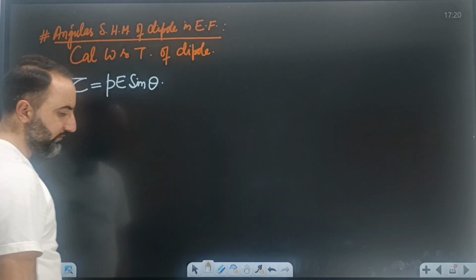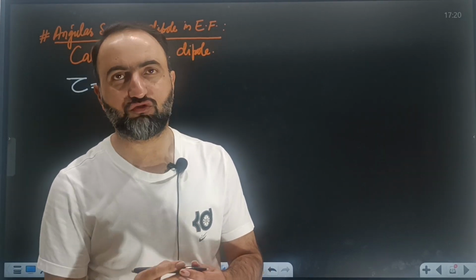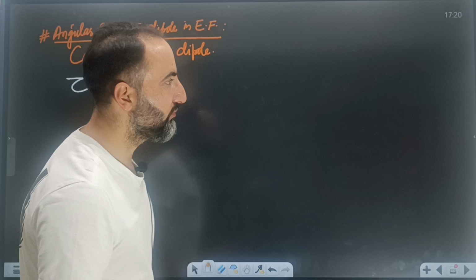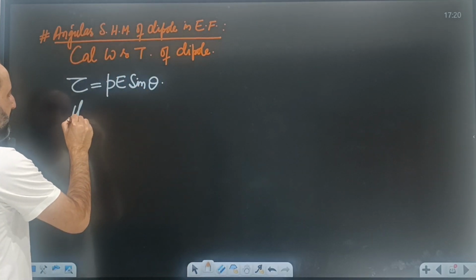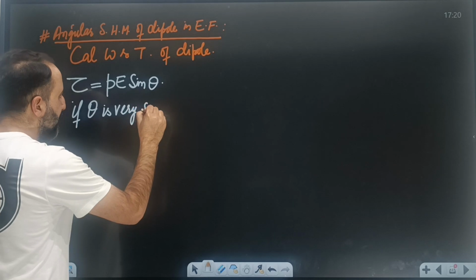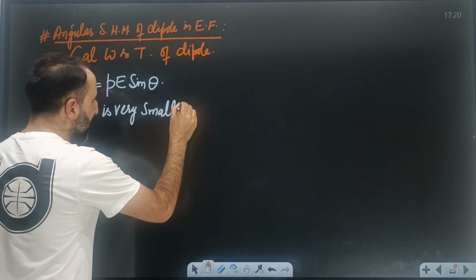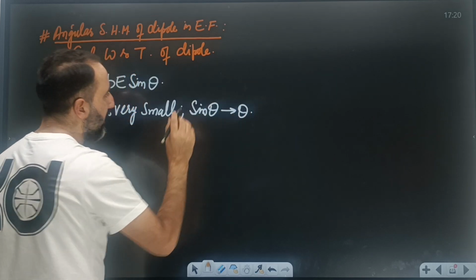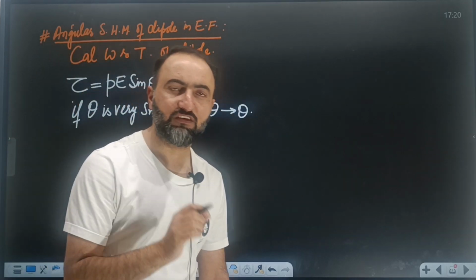All right, this is the torque on the dipole. Now suppose that this dipole is slightly displaced by a very small angle. So here I will write, if theta is very small, like 1 degree, 2 degrees, 3 degrees, in that very case this sin theta can be easily replaced by theta. For very small angle, sin theta is equal to theta.